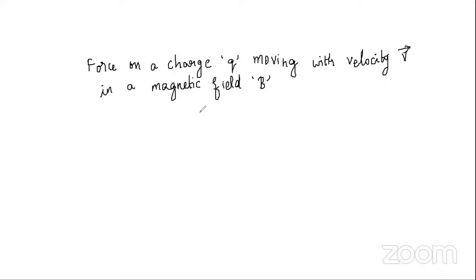That force is given by vector F equal to Q into V cross B. Where theta is the angle between them, you can remove the cross product and put F equal to QVB sin theta, where theta is the angle between the velocity of the charge and the magnetic field B. So this is how you find the force on a charge Q moving with some velocity V in a magnetic field.